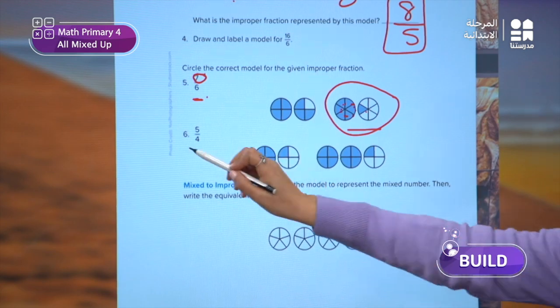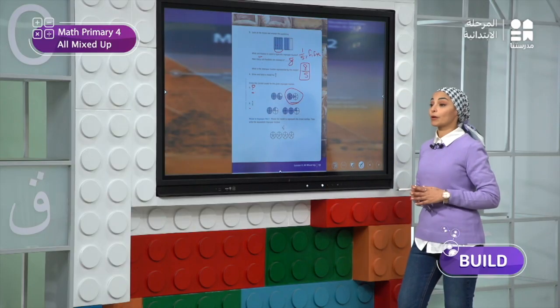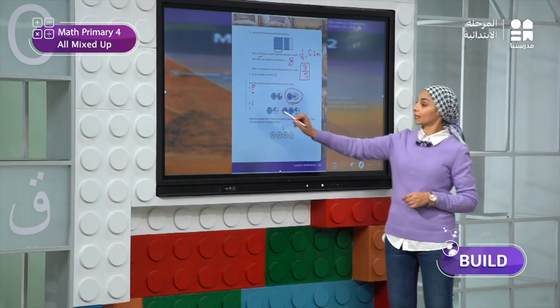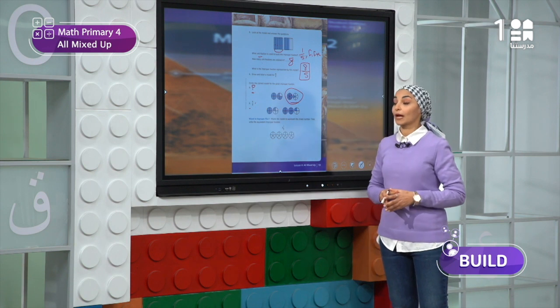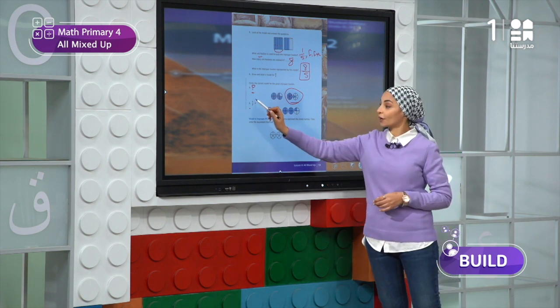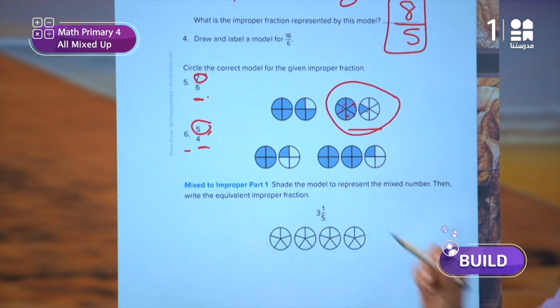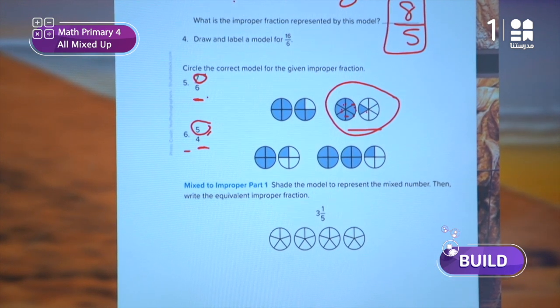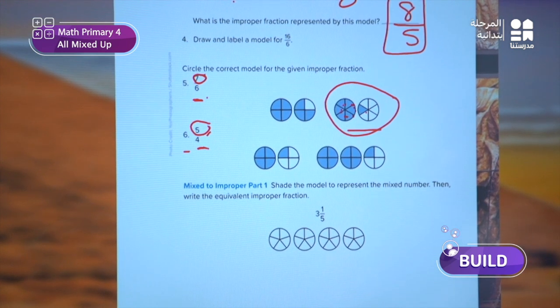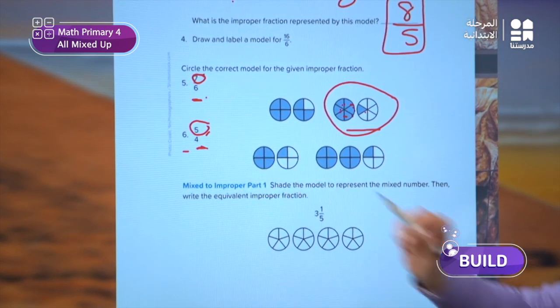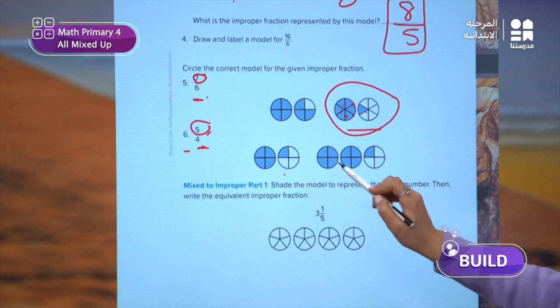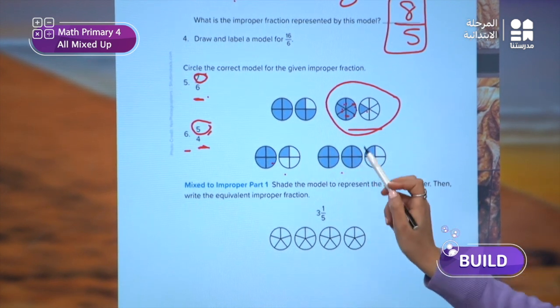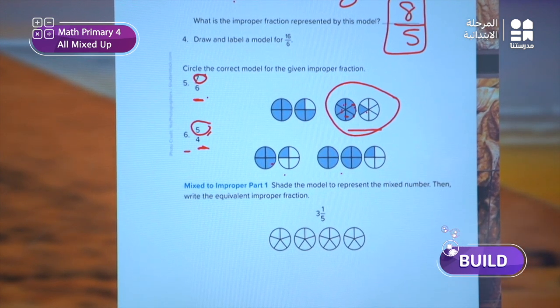And now let's move to problem number 6. In problem number 6, my improper fraction is 5 over 4. What does 5 over 4 mean? It means I have 5 shaded parts and the whole number is 4. So the whole circle must be divided into 4 parts because my denominator is 4. If we look at the two models, we find that the circles are divided into 4.